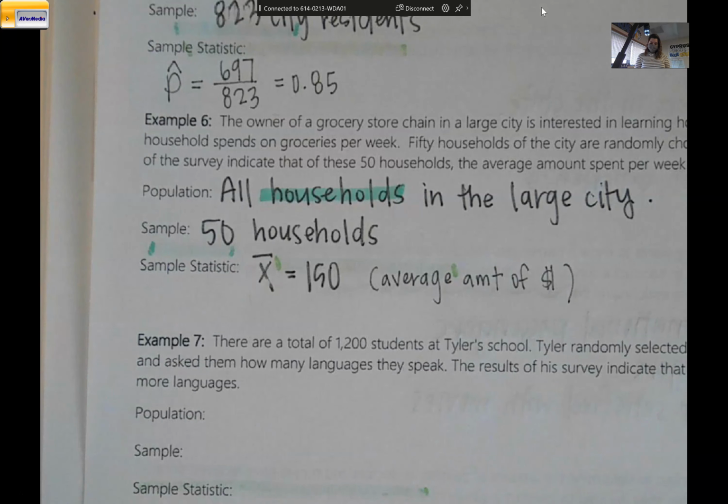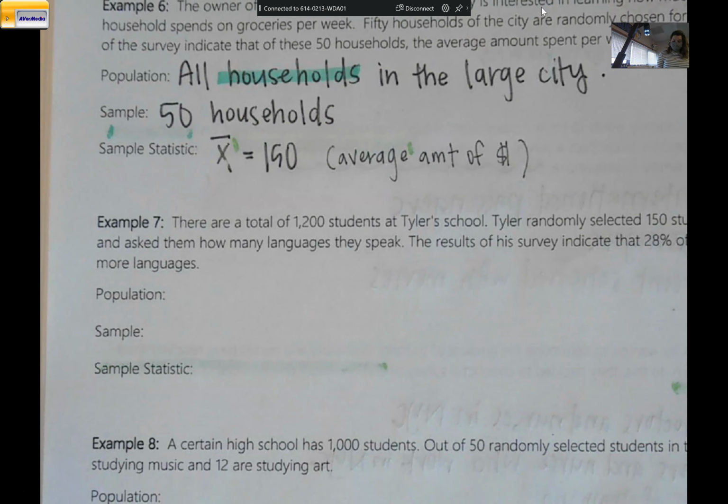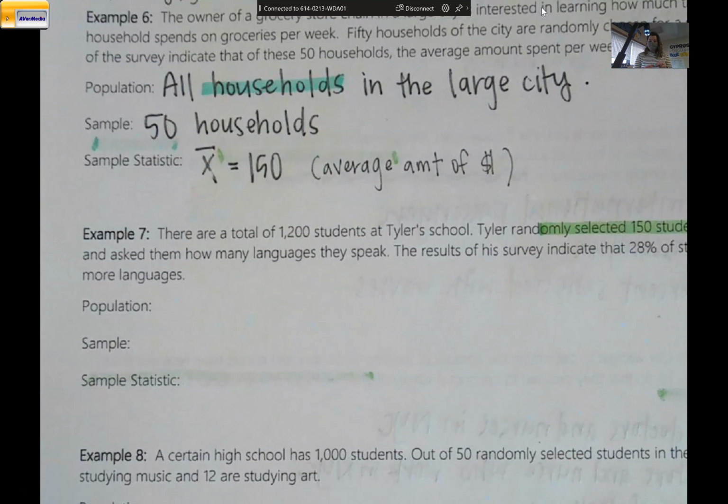Okay, there are a total of 1,200 students at Tyler's school. Tyler randomly selected 150 students at his school and asked them how many languages they speak. The results of this survey indicate that 28% of students speak 2 or more languages. Okay, so sample is always the easiest one for me to identify, so that's going to be the 150 students at his school.